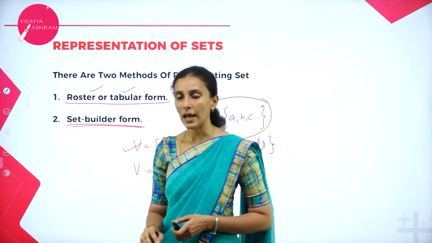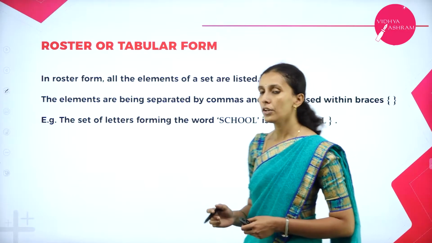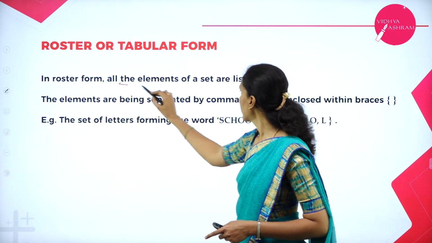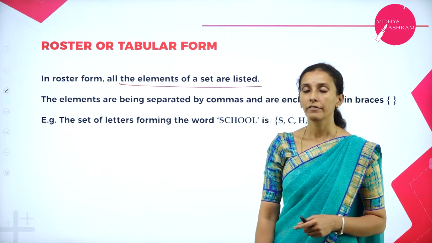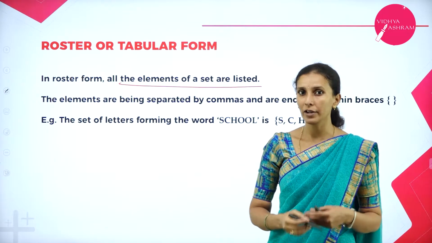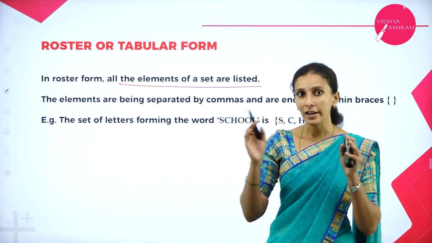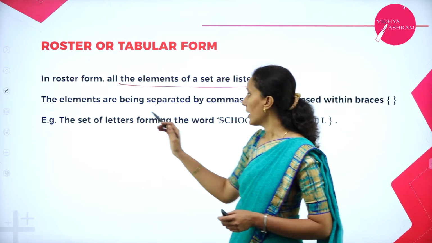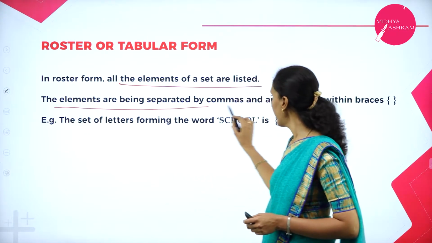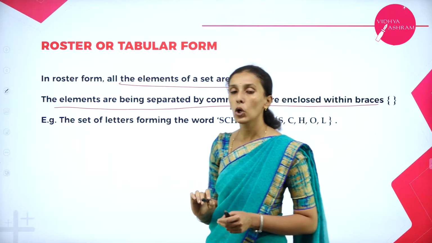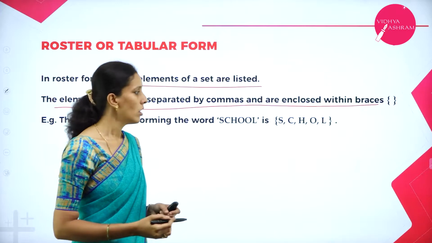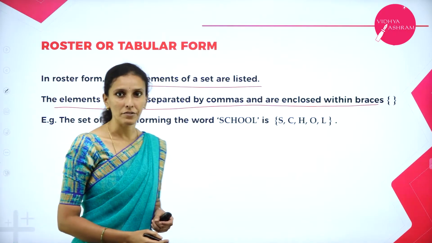Roster or tabular form. In roster form, all the elements are listed. We are not going to describe the property or any character of the elements. We are listing all the elements inside the flower braces. The elements are separated using commas and enclosed within the braces. That is, flower brackets we can call. And here is an example I have taken.